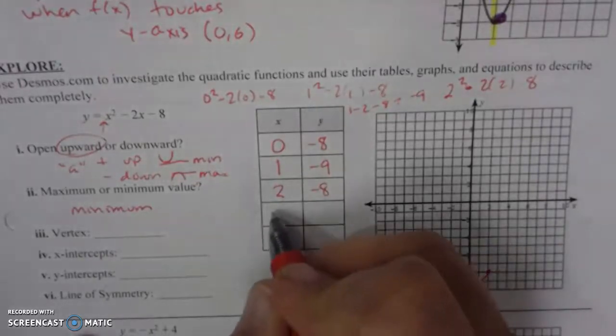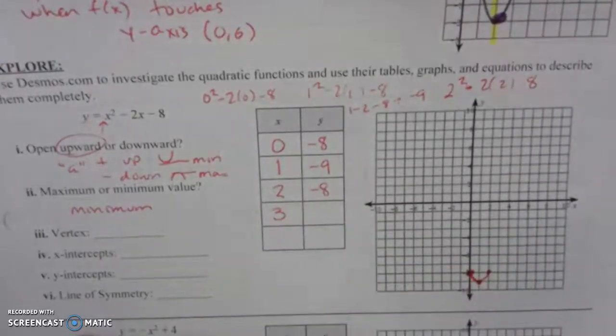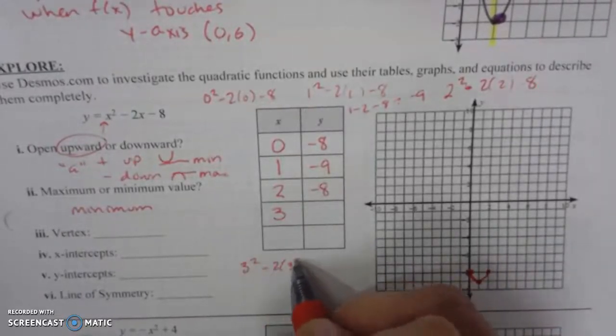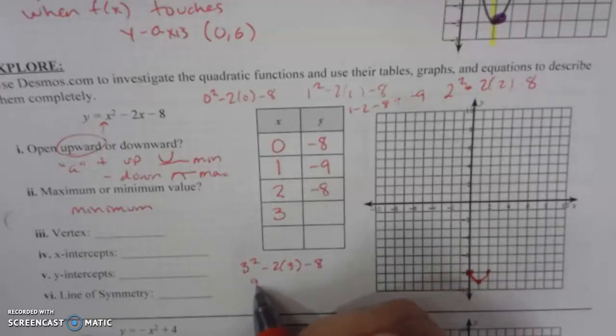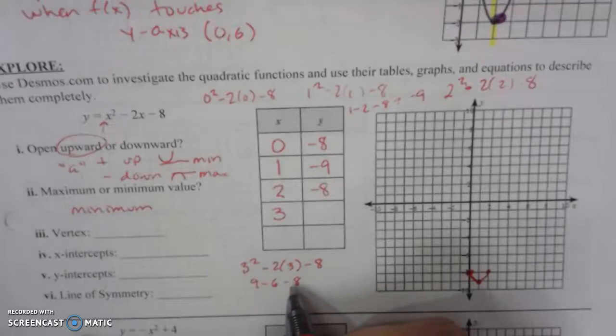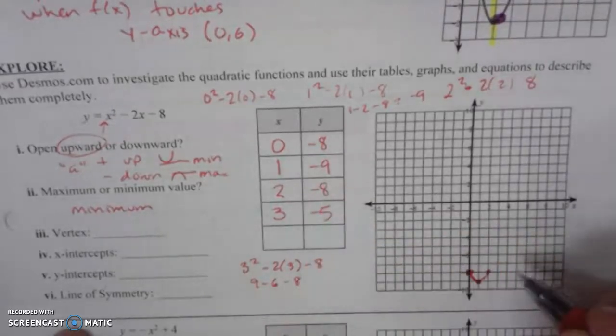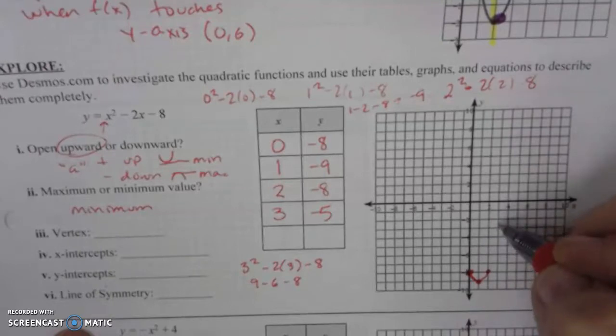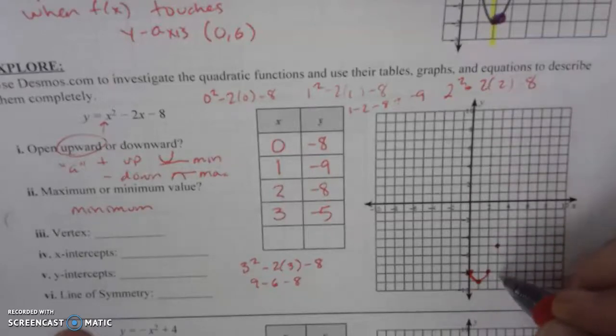Let's plug the number 3 in. I'm just going to keep going. So I'll come down here: 3 squared minus 2 times 3 minus 8. I'm going to get 9 minus 6 minus 8. 9 minus 6 is 3. 3 minus 8 is negative 5. So I'm going to go to 3, down to negative 5. And I can see it's going to go like this.